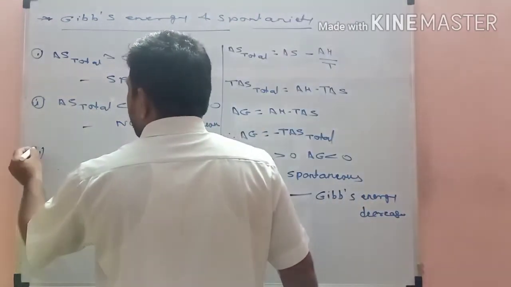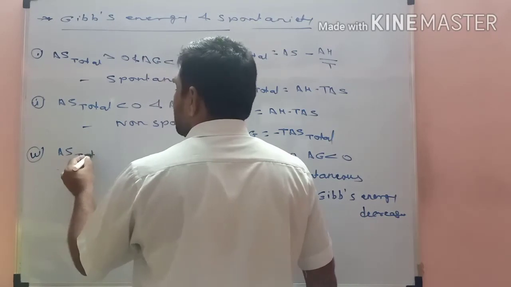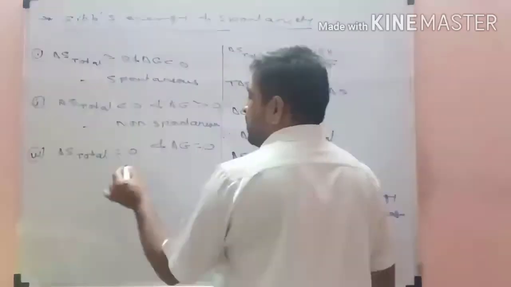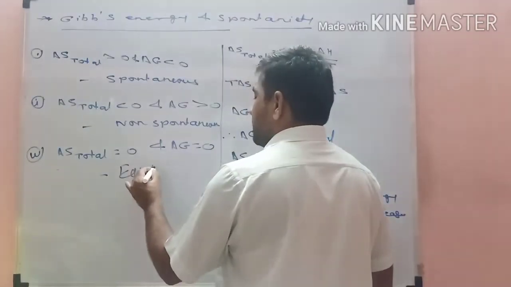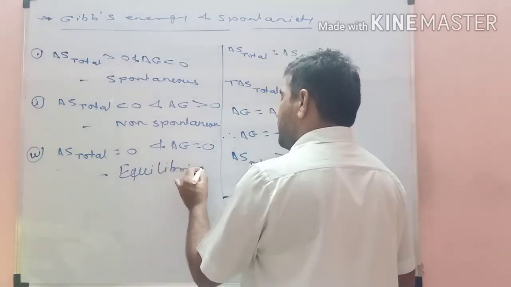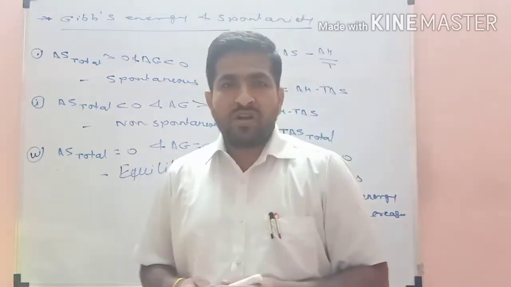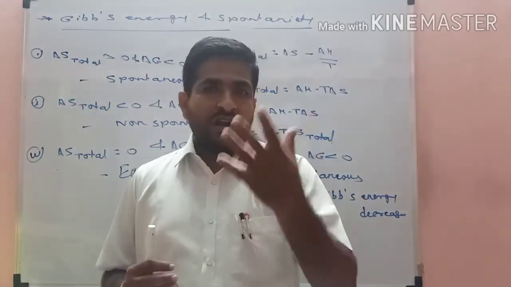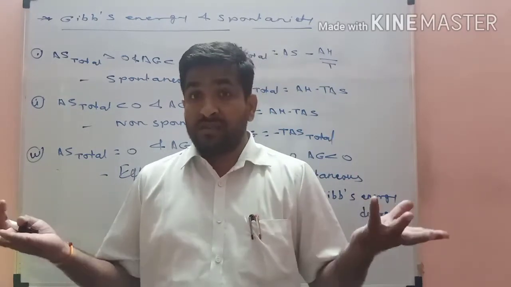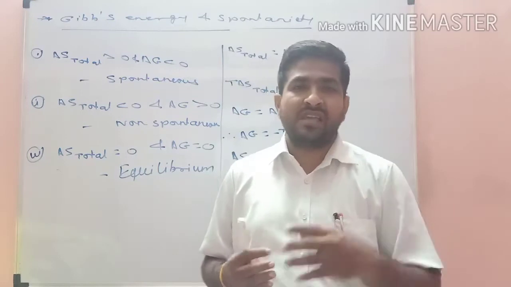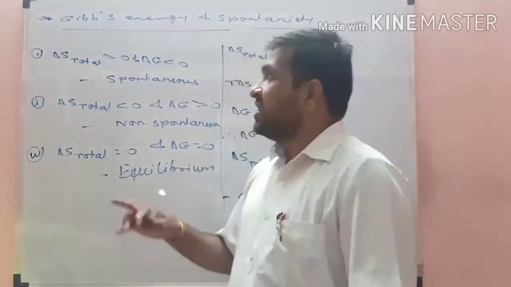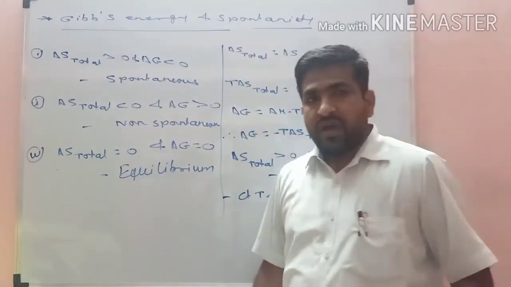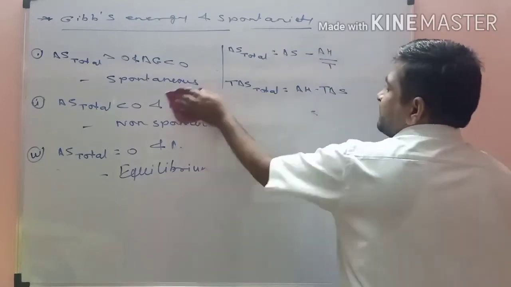And third one is the total entropy change is equal to 0 and delta G is equal to 0. The process कैसे रहती है, equilibrium रहती है. These are the three important conditions and these three conditions lead to the second law of thermodynamics for the process being spontaneous या non-spontaneous या equilibrium. This is the information about the Gibbs energy and spontaneity. Okay, next point we will discuss.